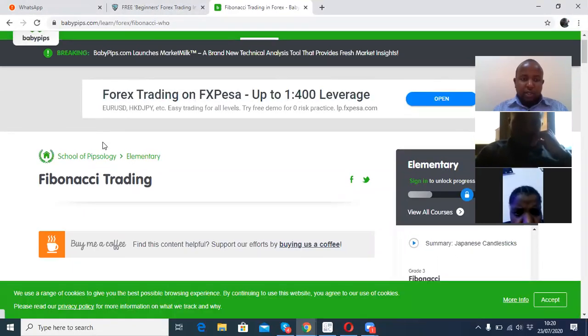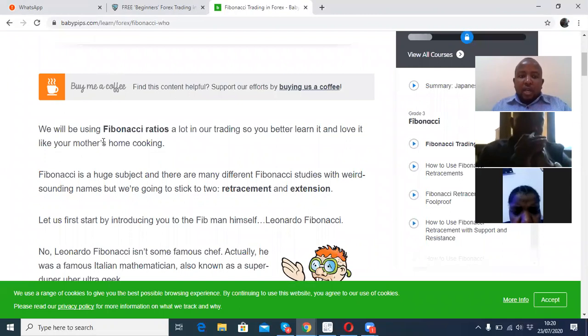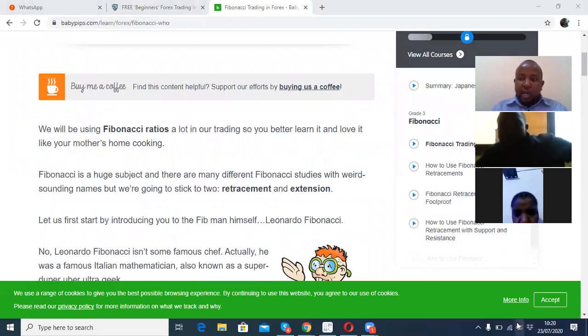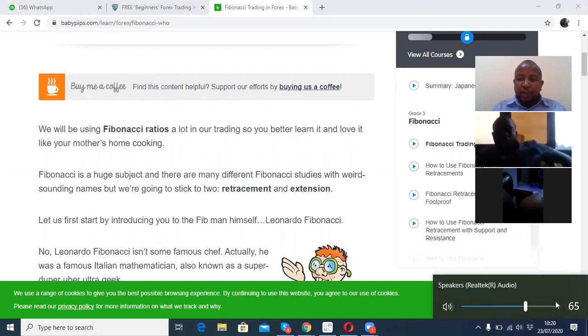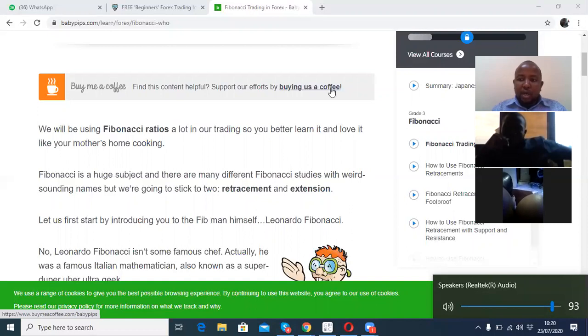So this is Fibonacci. Fibonacci trading, there's a lot that is out there, but it's one of the most important things to learn because Fibonacci rotates around the law of the universe. So basically that's what Fibonacci is all about. Let me go directly to what it's all about, and then we'll see what it entails.